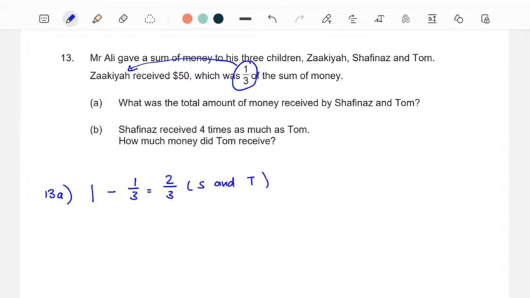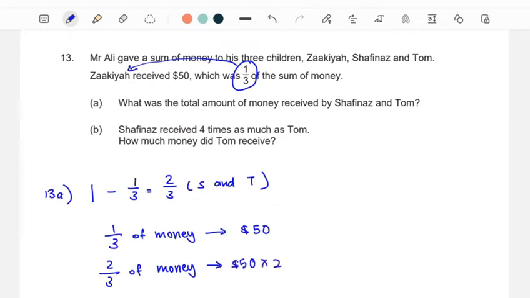Tom. Okay, and 1/3 of the money is $50. To find 2/3 of the money is quite easily 50 times 2, which is $100. That's your answer for part 1. And the second part, Safinas received 4 times as much money as Tom. How much money did Tom receive?